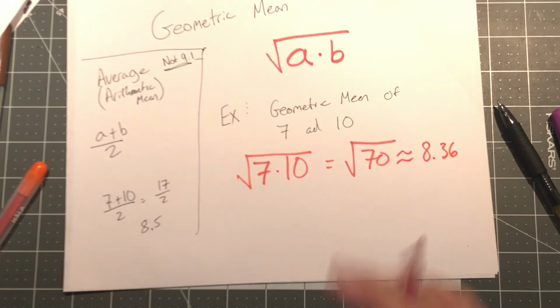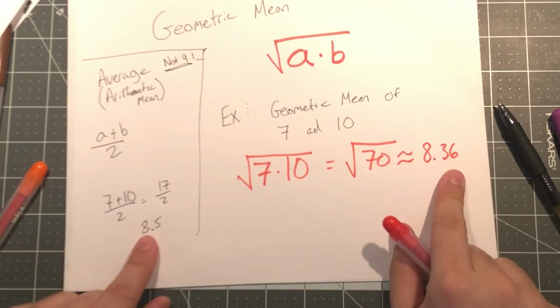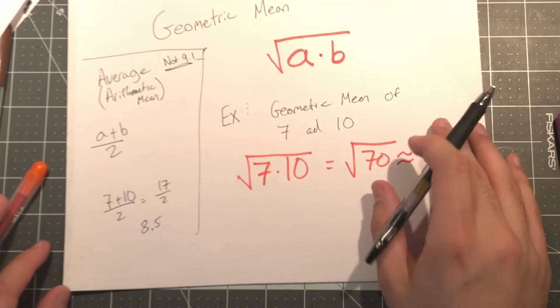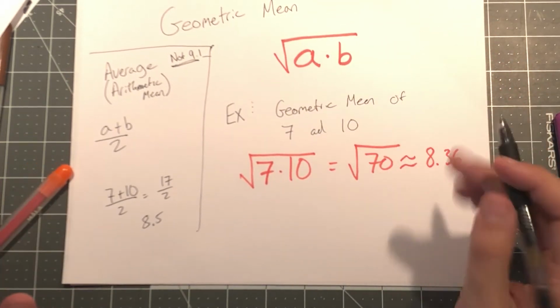So you can see it's not the same answer. A geometric mean and a normal average, a normal mean, they're not going to be the same thing. They're just a totally different process. Luckily, it's just a very simple idea. It is the square root of the two numbers multiplied together.